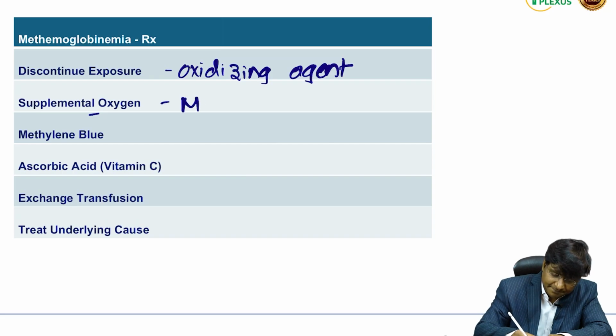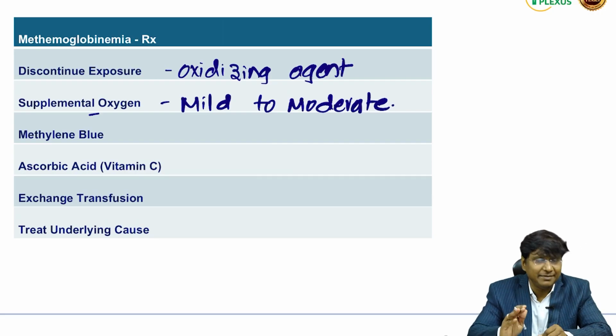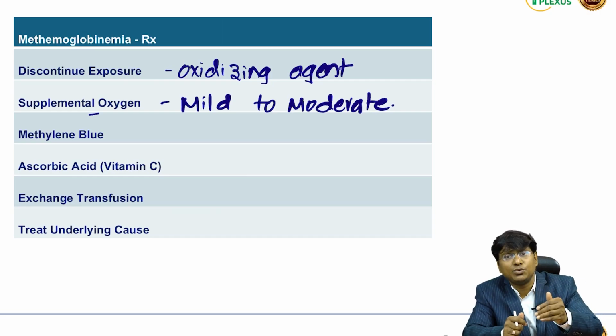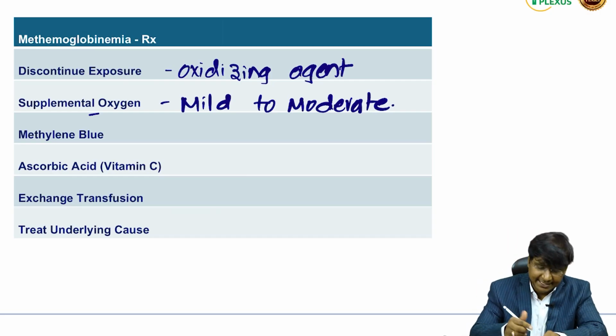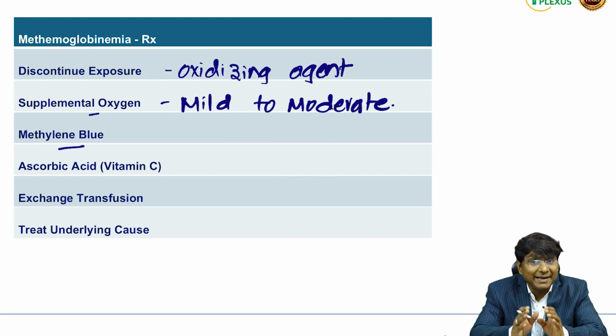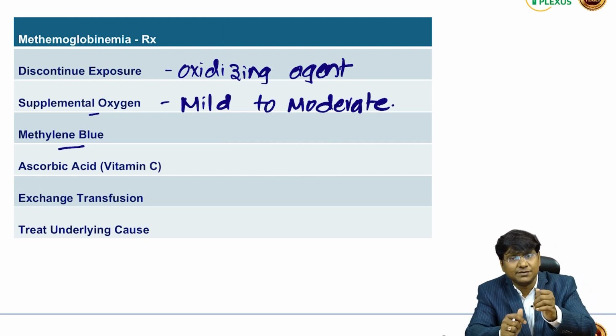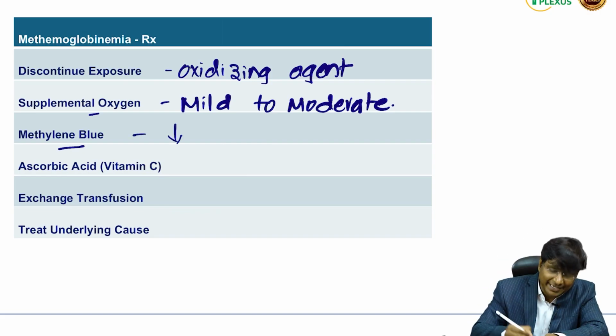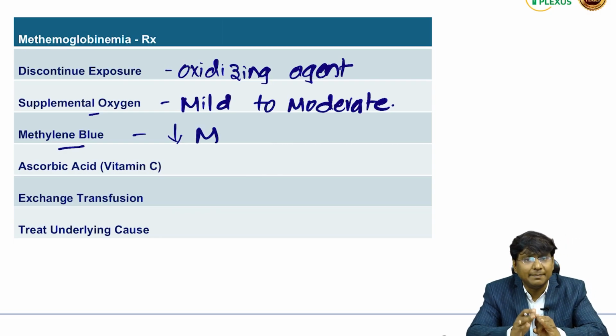So in case of mild to moderate methemoglobinemia, supplemental oxygen is required, as it helps improve the oxygen delivery to the tissues. Next is methylene blue. Methylene blue is a medication that can rapidly reduce methemoglobin level by converting it back to functional hemoglobin. So what it will do? It will reduce the methemoglobin levels.